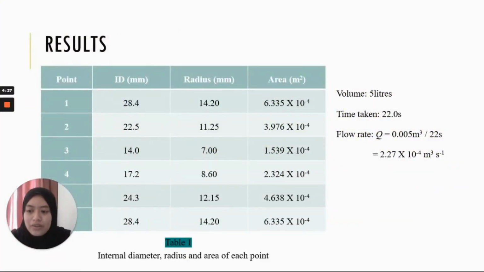Firstly, we have the result of this experiment. We have a total of 6 points and we have the internal diameter, radius and area for each point. The volume of water is 5 liters and the time taken is 22 seconds. We then calculate the flow rate equal to 2.27 times 10 to the power of negative 4 meter cube over second.